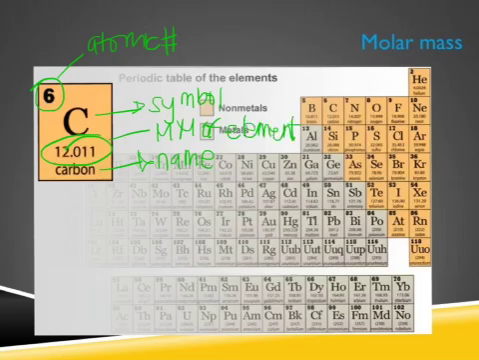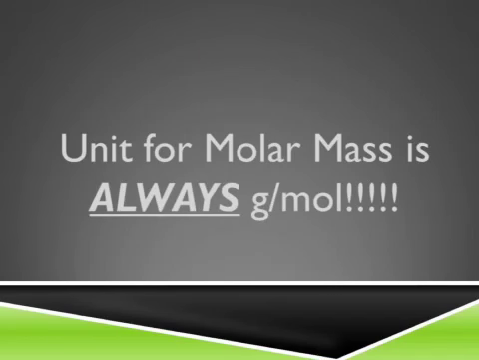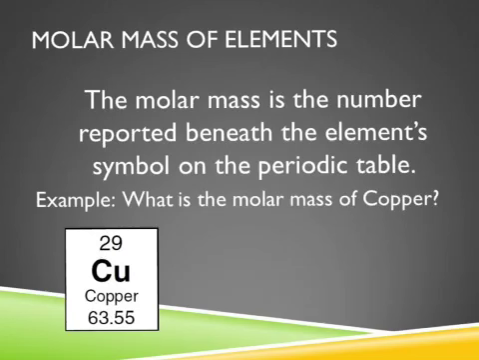Now this is really important, especially for this part of the unit. So we're going to need to know the molar mass of each element. And to reiterate, the unit for molar mass is always grams per mole. So how do we figure out the molar mass of an element? Basically, all you need to do is look at the periodic table. The molar mass is recorded in the periodic table. So what is the molar mass for copper? It is 63.55 grams per mole.